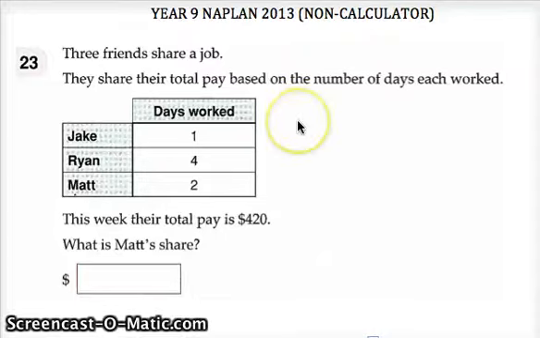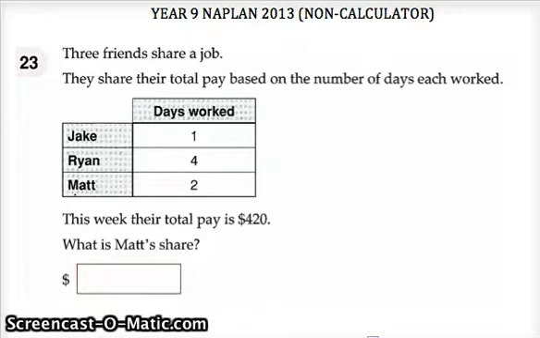This is question 23 from the 2013 non-calculator paper. Three friends share a job. They share their total pay based on the number of days each worked. Jake worked 1 day, Ryan worked 4 days, and Matt worked 2 days. This week, their total pay is $420. What is Matt's share? I'll pause the video.